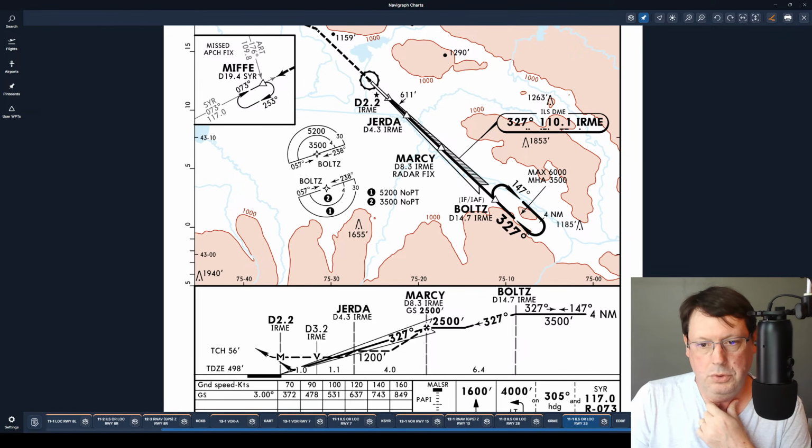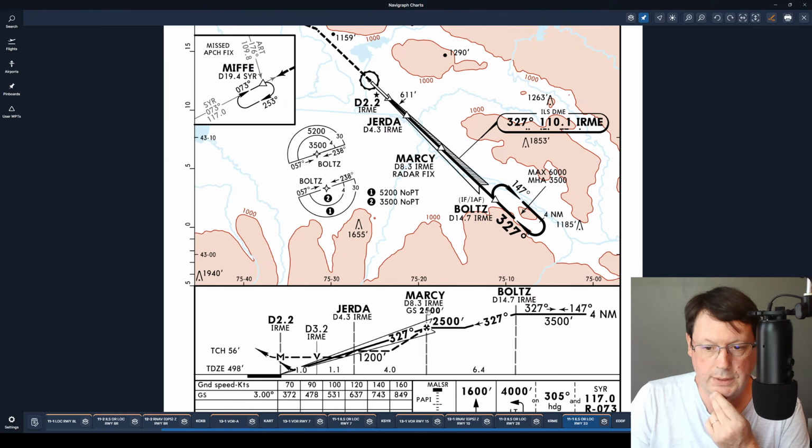So I talked about, if you're coming into BOLTS from the south, coming from the bottom of the screen towards BOLTS, you can get to BOLTS, hang a left, and fly the glide slope down to the runway. And you can see here its inbound is 327. You see 327 here. And there's BOLTS, MARCY, JIRDA, D3.2 IRME. I'll tell you what that is here in a second. And then D2.2 IRME. And I'll tell you what that is here in a second.